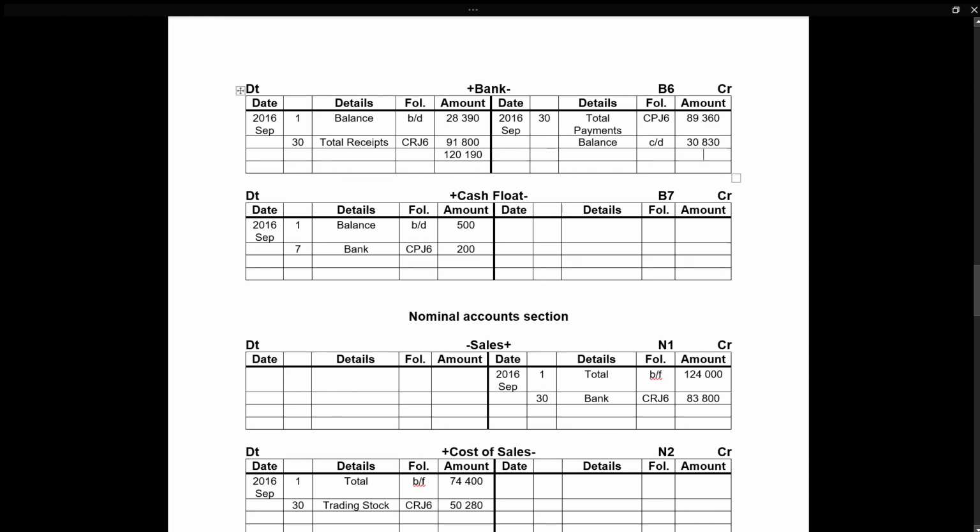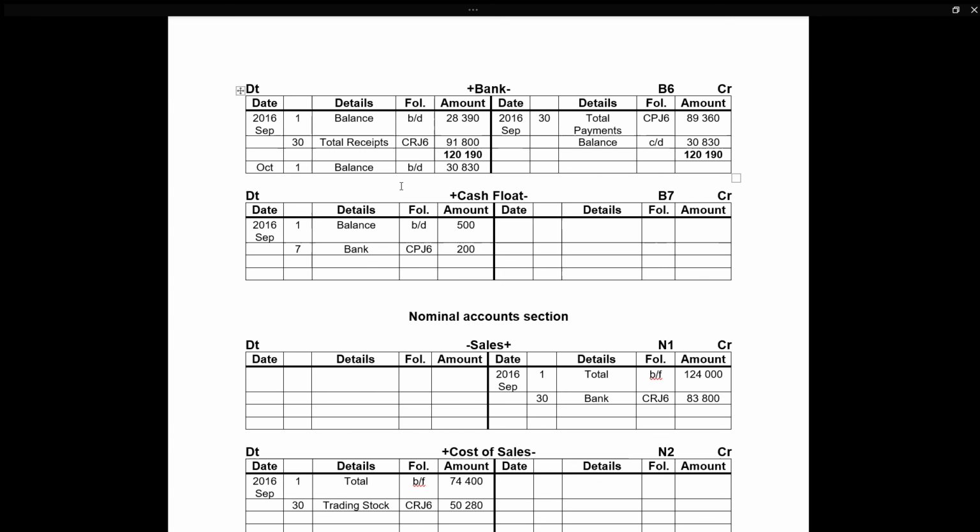Okay, so let's total the smaller side as well. 120,190 rand. My debit side equals my credit side. My new opening balance will be 30,830 rand. My folio will be brought down. Details will be balance. 1st day of October.